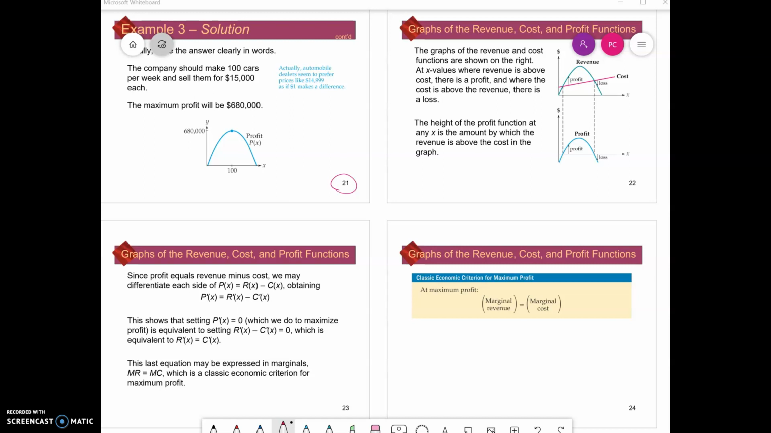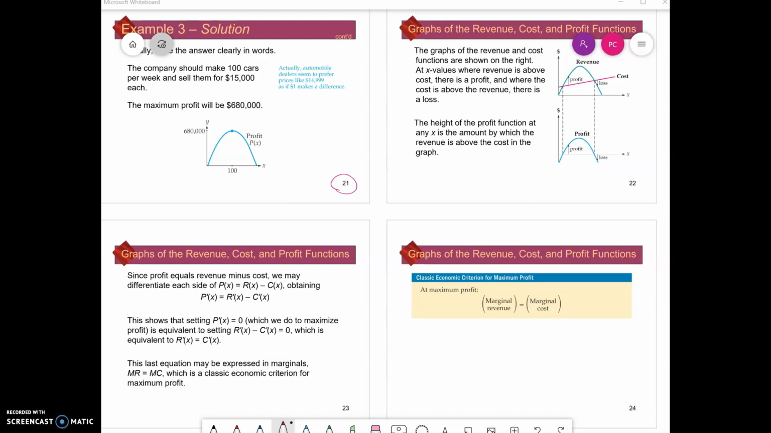All right, so looking at slide 22, this shows graphs of the revenue, cost, and profit function. The graphs of the revenue and cost function are shown on the right. At X values where revenue is above cost, there's a profit, and where revenue is below cost, there's a loss. Okay, that should make logical sense. So the height of the profit function at any X is the amount by which the revenue is above the cost in the graph. All right?